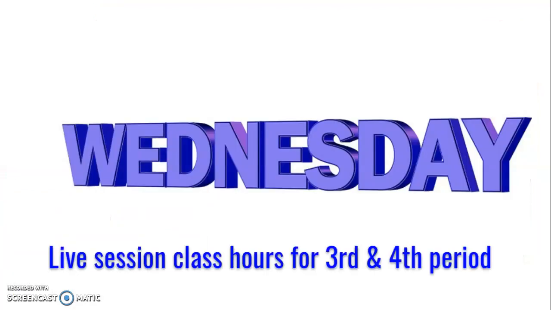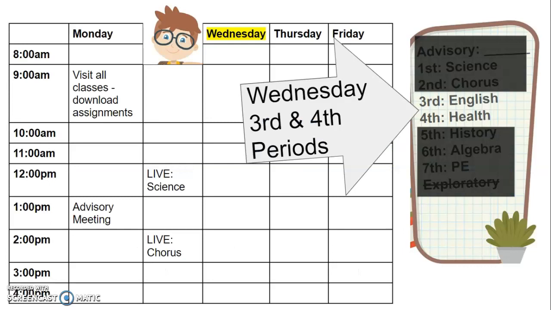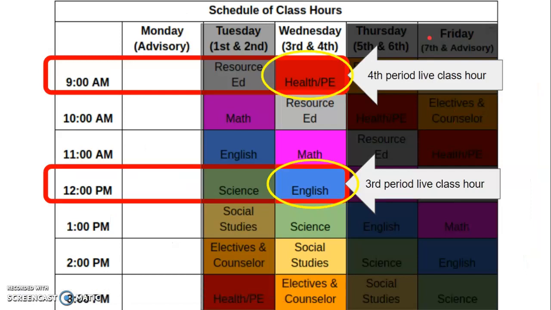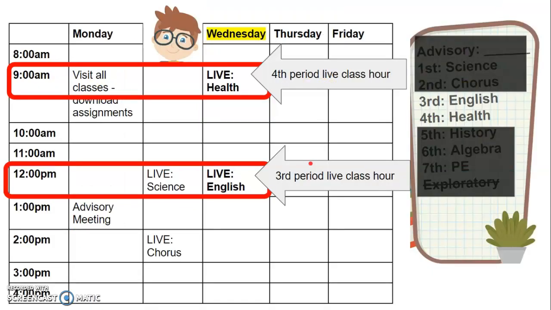Wednesday, we're focused on third and fourth period. So he has English and health for third and fourth period on Wednesday. He's going to look at his schedule. Although third period in regular traditional school would happen before fourth period, in this student's example, he's actually going to end up changing and having health happening at 9 a.m. and English would happen at noon. He's going to plug those things into his calendar for Wednesday.